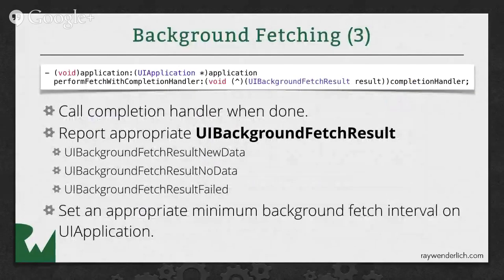Next, you have to go to your application delegate and implement a new delegate method called perform fetch with completion handler. What's interesting about this method is that the system is handing you a completion handler. So when you're done fetching the data, when the data comes back and you refresh your UI, you have to execute the completion handler that the OS hands you, and you have to send back the result of your background fetch. There are three possible values of UIBackgroundFetchResult: there's new data, there's no data, and then there's failed.